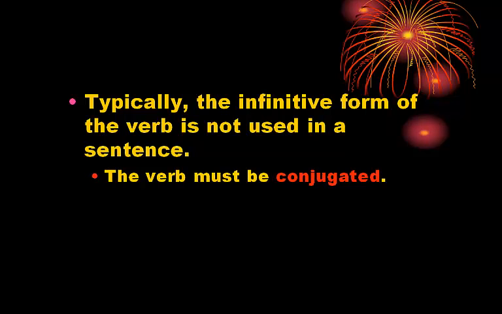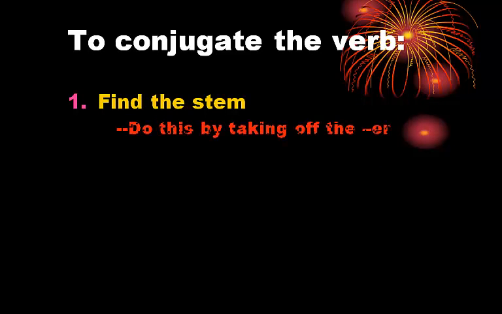So in order to use a verb in a sentence that's not the to form, we have to conjugate the verb. In order to conjugate the verb, we first need to find the stem, and we do that by taking off the ER, or those last two letters of the infinitive. So if you take the verb aimer for an example, to find the stem, we would take off the ER. The letters that we're left over with, A, E, M, are the stem of that verb.